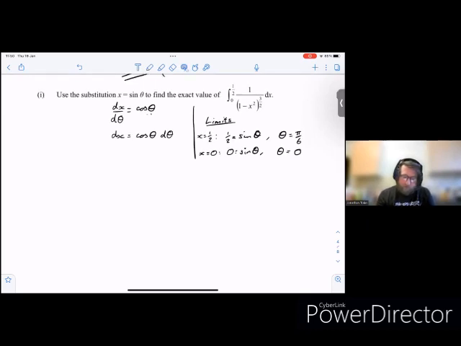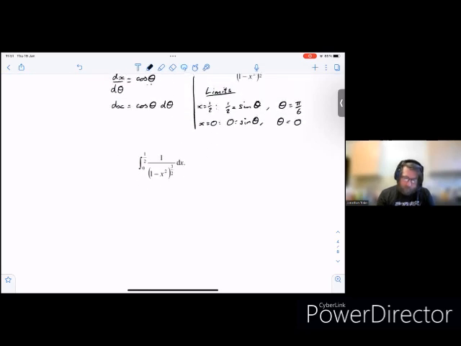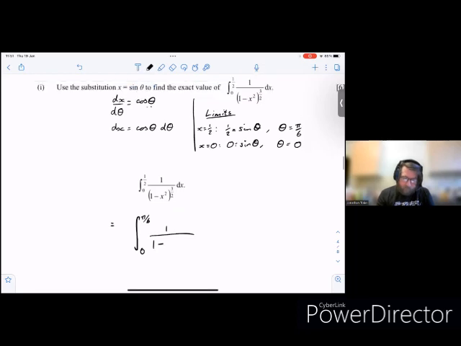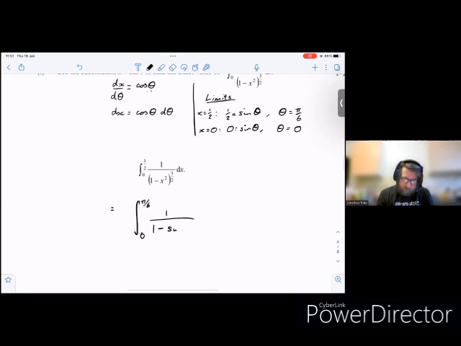So let's grab the integral and make all the substitutions. So the half becomes pi over 6. 0 becomes 0. 1 over 1 minus x squared. Okay, so let's just sub it all in. So 1 over 1 minus, and x is sine theta. So that becomes sine squared theta, all to the power 3 over 2. Now the dx becomes cos theta d theta. And that cos theta is going to cancel out.